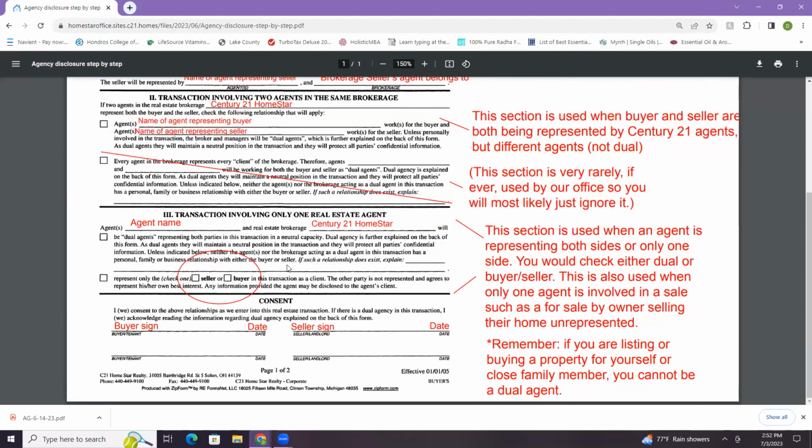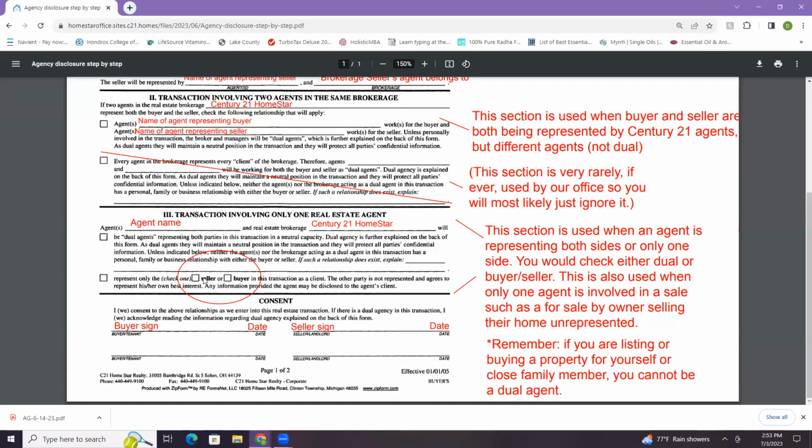Okay. If you happen to be the only agent involved in the transaction, you're going to ignore 1, ignore 2, and only put information in section number 3. So your name and Century 21 Homestar would go on the top, and then you'd be checking the box for whether you are a dual agent or if you're only representing one client. So for instance, if it's a for sale by owner, the seller doesn't want representation. So you would be check marking the second one, and you would be representing the buyer.